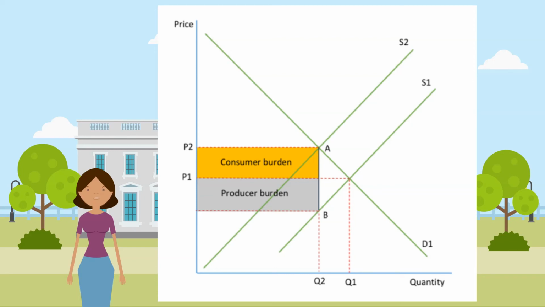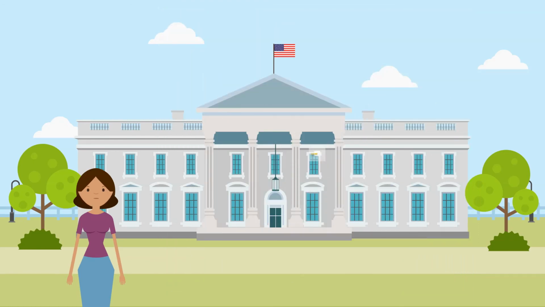The producer sees a rise in costs and a fall in output, suffering from the tax burden of the gray area. The government gains tax revenue from the shaded areas. The size of the tax is the vertical distance between S1 and S2, shown by the line AB. The revenue the government raises will be equal to AB multiplied by Q2.